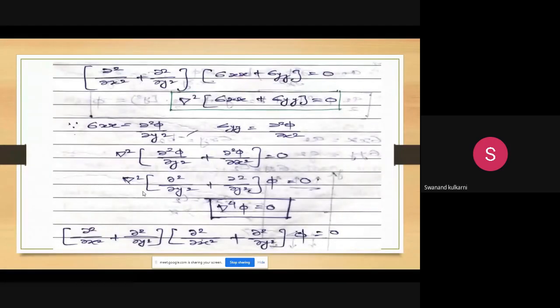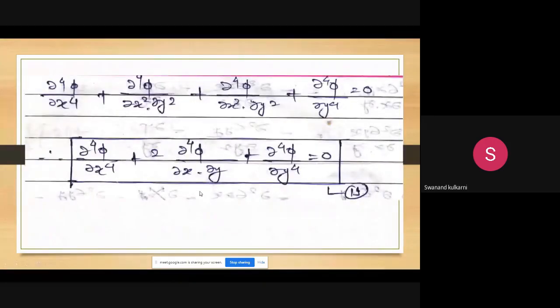Have you seen during last lecture about this del square phi is equal to 0, or this final equation del raised to 4 phi: dou 4 phi by dou x4 plus 2 times dou 4 phi by dou x2 dou y2 plus dou 4 phi by dou y4 is equal to 0? Are you familiar with this equation, Manoj Kharat? Yes, sir.